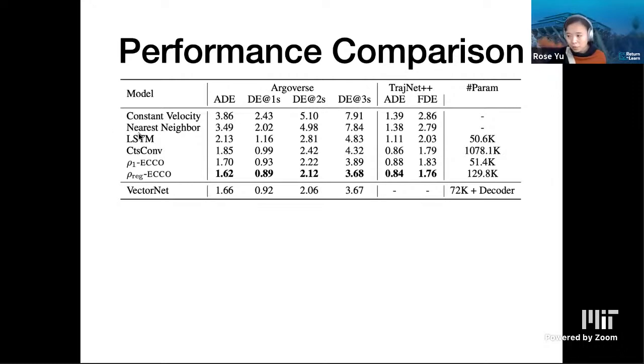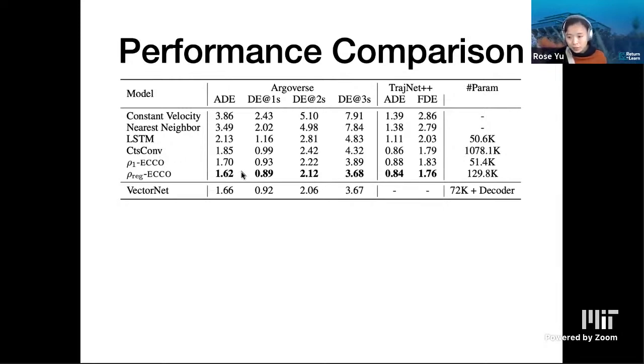So we compared with some baselines, such as constant velocity, which only assumes the cars are moving at a constant velocity, and nearest neighbor, which predicts the cars moving similarly to the neighboring particles or vehicles. And there are other methods such as LSTMs and continuous convolution. The major competitor of our method is continuous convolution, a non-equivariant baseline, where our method changes the continuous convolution to make it equivariant, or symmetry aware.